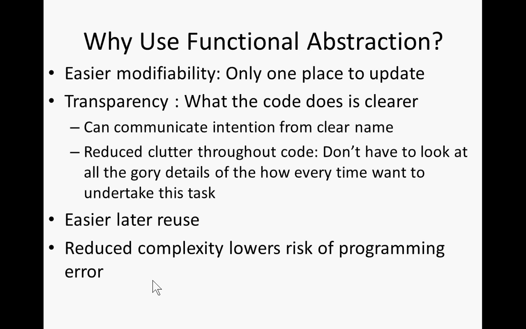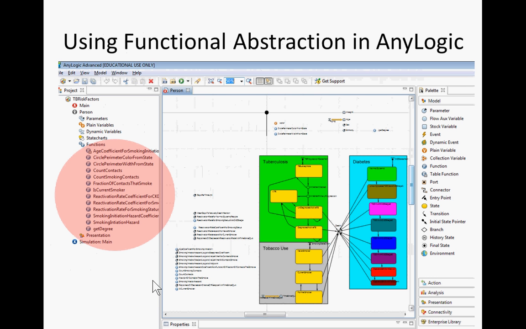Okay, and then it's easier to later reuse it. It reduces complexity and reduces the risk of programmer error. You're not depending on the how. So here's some functional abstraction in Java. This is a model called TB risk factors, which has TB, diabetes, and tobacco use. This is just sort of a toy model to prototype something. And here we have a bunch of methods. And I actually violated the rules of Java in terms of capitalizing. This should be is with a lowercase I, current smoker, or count contacts with a lowercase c, or get degree with a lowercase g, etc.